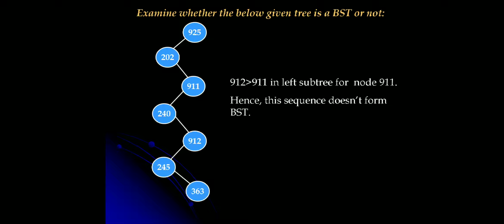Coming to level 2, 911 is the root node, and you can observe the left subtree node values must be smaller than 911. 240 is smaller than 911, it is fine, but 912 should appear as the right subtree node for 911, but here in this case it is appearing as the left subtree node. So at this level it is not satisfying the BST property. That's why this diagram is not a binary search tree.